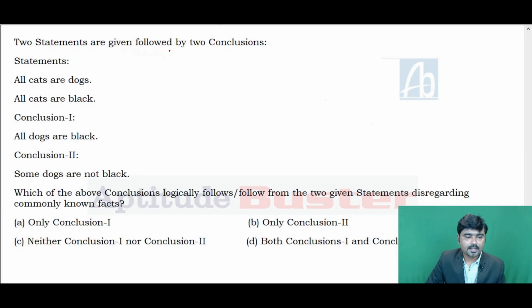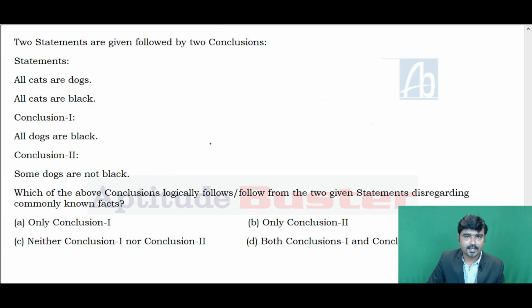Two statements are given followed by two conclusions. Statement 1, all cats are dogs. Statement 2, all cats are black. Conclusion 1, all dogs are black. Conclusion 2, some dogs are black. Which of the above conclusions logically follow from the two given statements, disregarding commonly known facts?